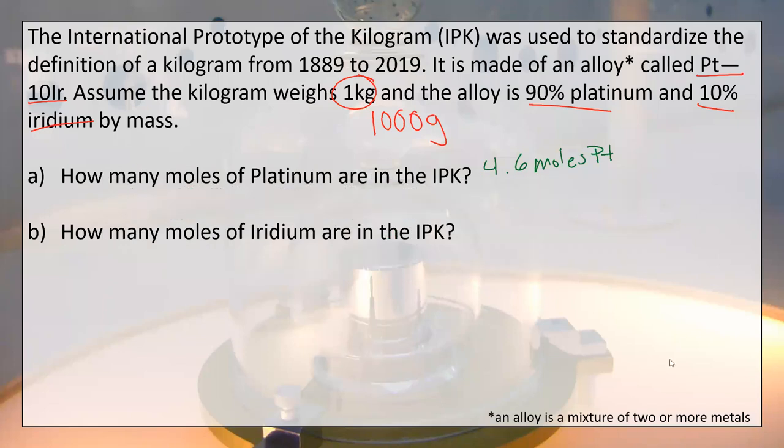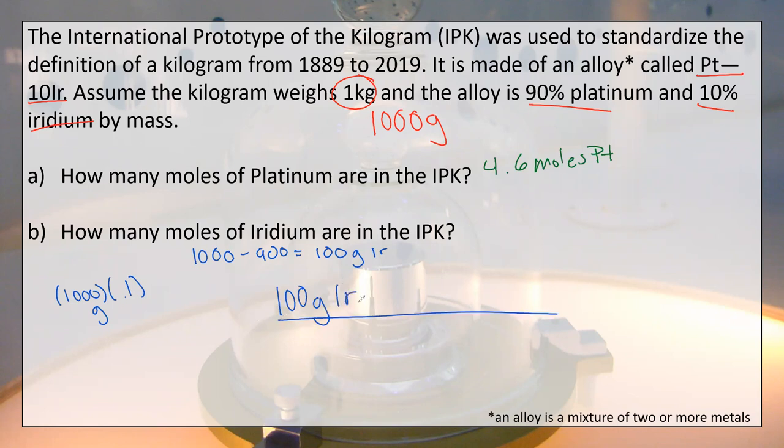Okay, and now we can move on to iridium. So we could either subtract how much platinum we have. We could say we know there are 1,000 grams in the kilogram, and we already know that 900 of those are platinum. We could say the other 100 must be iridium, which would be correct, or we could do 1,000 grams times 0.1 or 10% and get to the same answer. So 100 grams iridium.